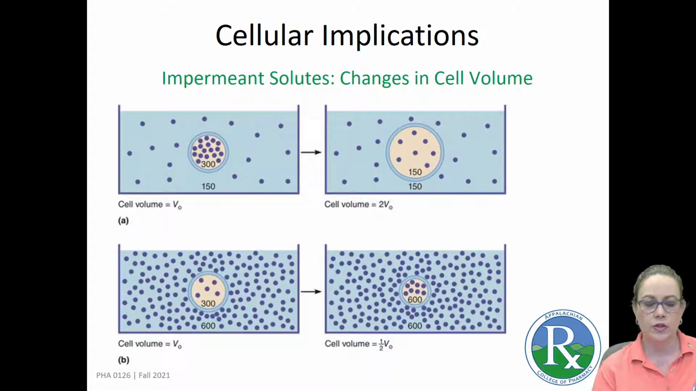So in that example, we were looking at a permeant solute. So both the potassium chloride, sodium chloride, and sucrose are all able to passively move across the membrane.